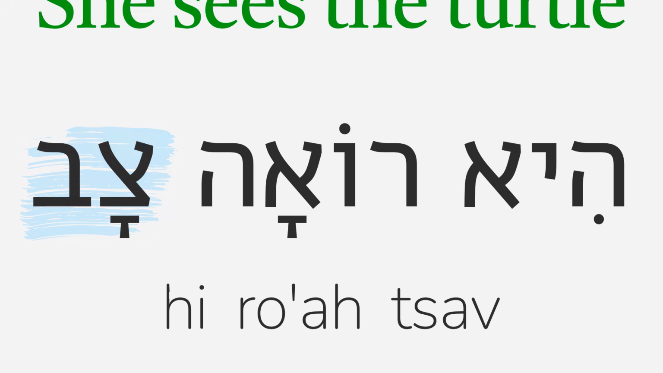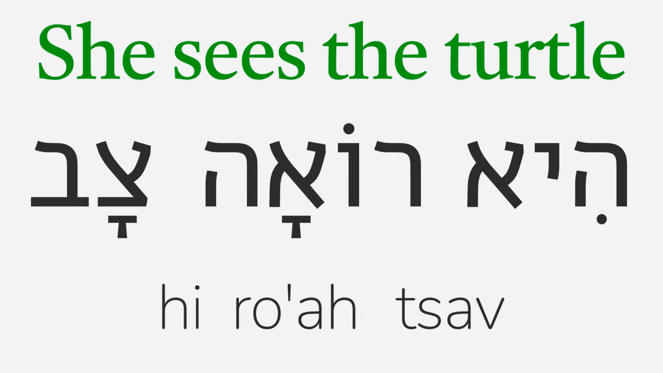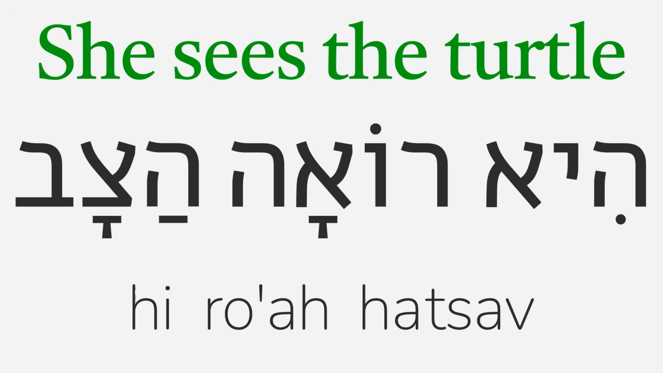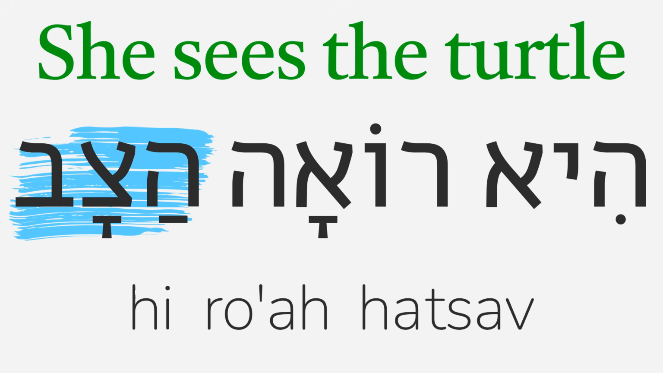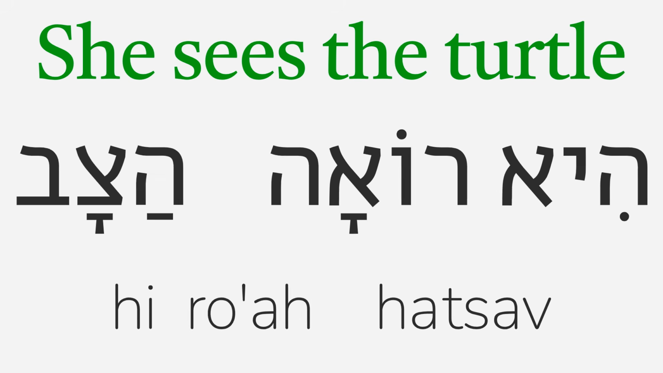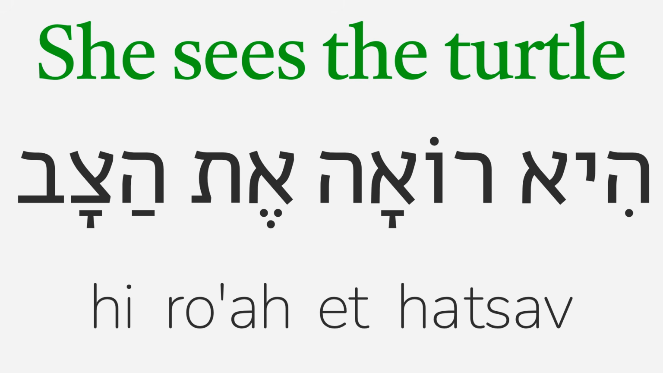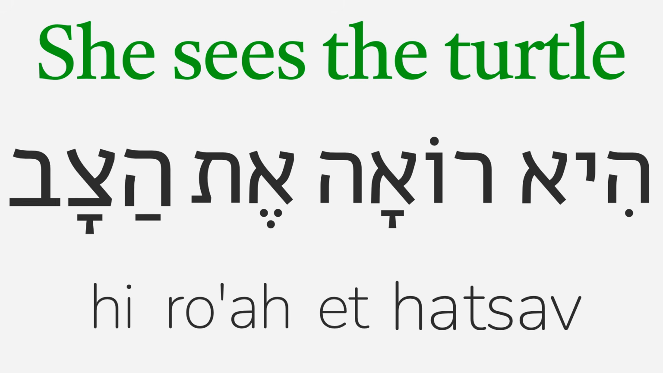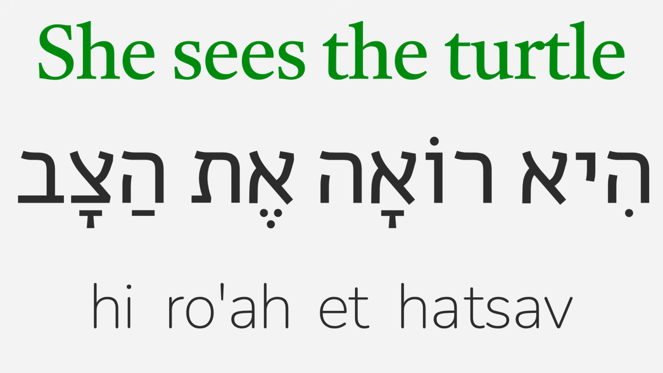But if we wanted to say she sees the turtle, we would add a ha, meaning the, onto tsav, making it hatsav. Hatsav is definite. It is a specific turtle, the turtle. Because it's definite, to say she sees the turtle, we must say hi ro'a et hatsav, putting et before the definite direct object, hatsav. Hi ro'a et hatsav. She sees the turtle. Hi ro'a et hatsav.